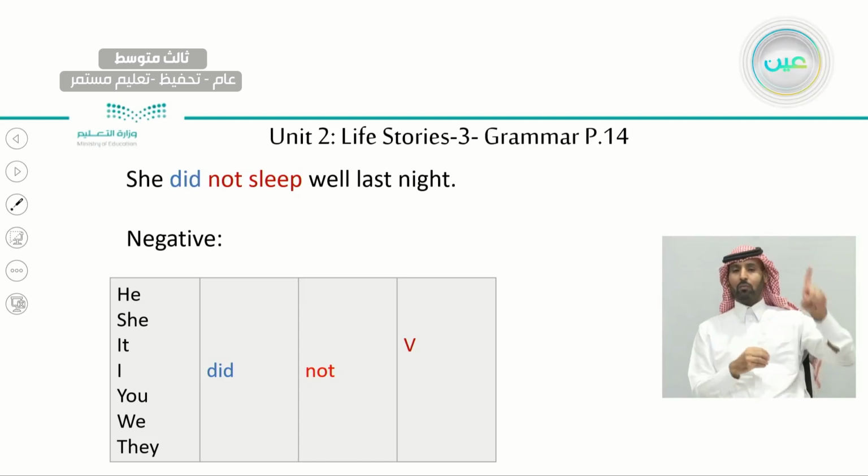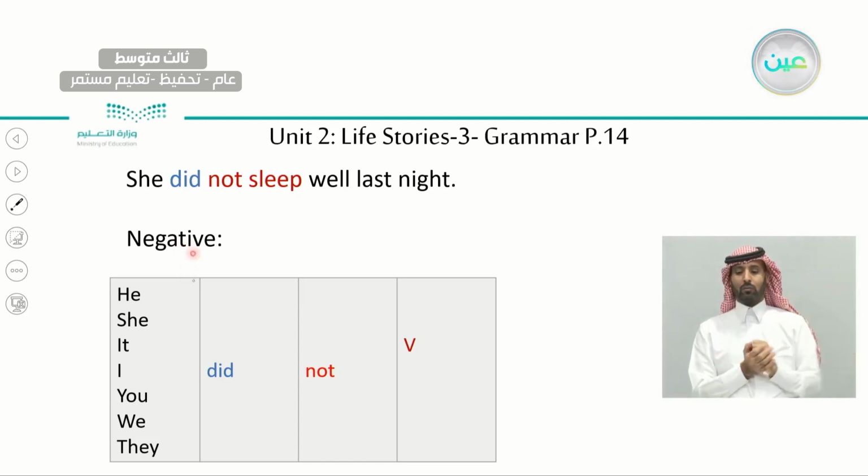Okay? So with the negative, how do we form it? We have he and she, all of them the same. We only have did. We don't have anything else. So we add did and not, and we add the verb without ed. خلاص, we just put the verb infinitive. We don't add anything to it. Okay? Because the past is shown here in did. Okay? طيب يا miss, here we have sleep.